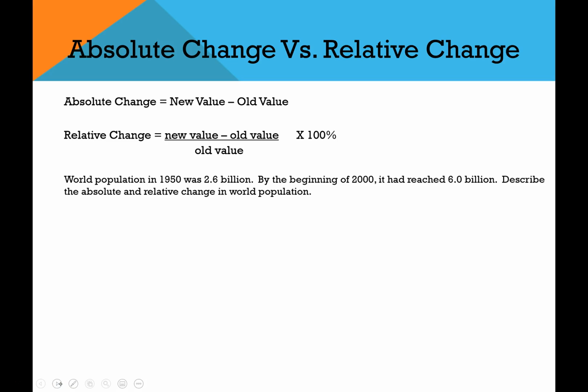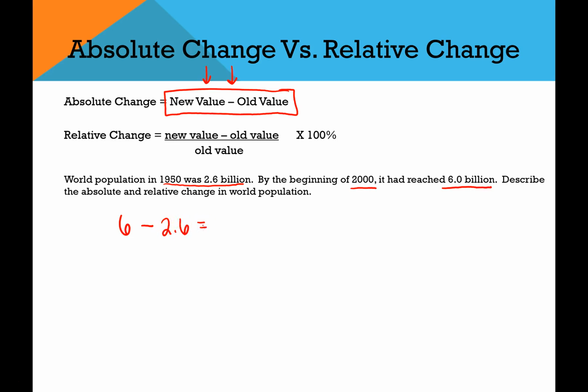The world population in 1950 was 2.6 billion. By the beginning of 2000, it had reached 6 billion. Describe the absolute and relative change in world population. So absolute change is really just taking the new value, or the new population, and subtracting the old population. So we are going from a new value, 6 billion in 2000, minus our old value, what was true in 1950, in this case 2.6 billion.